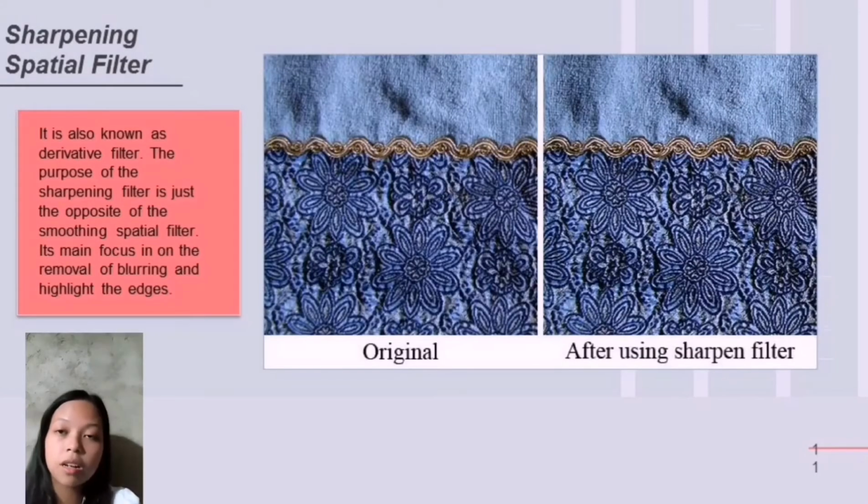The second general classification of spatial domain filter is the sharpening spatial filter. It is also known as derivative filter. The purpose of sharpening spatial filter is just the opposite of the smoothing spatial filter. Its main focus is on the removal of blurring and highlighting the edges. As you can see in the picture, the edges in the second picture are clearer than the original one. The same applies in sharpening spatial filter.